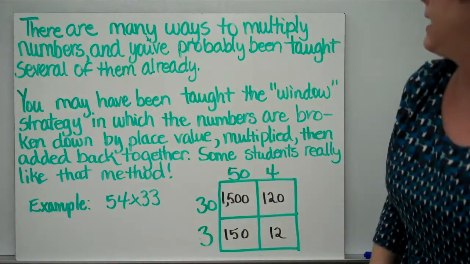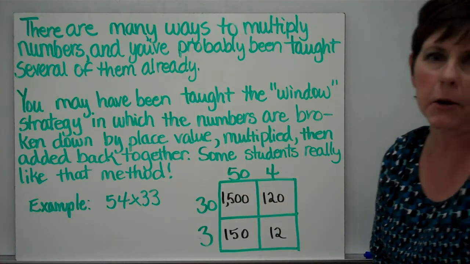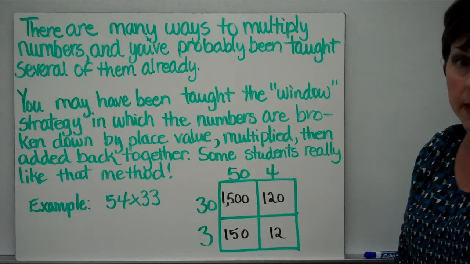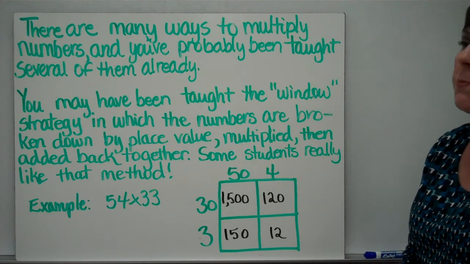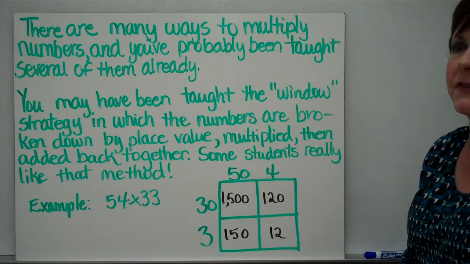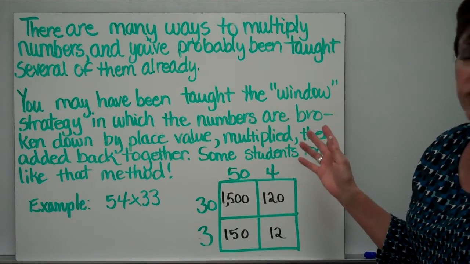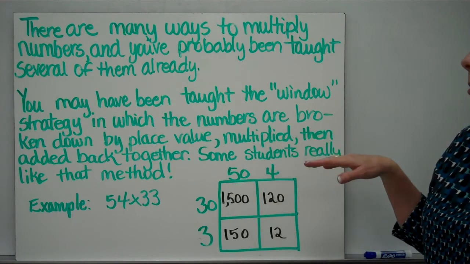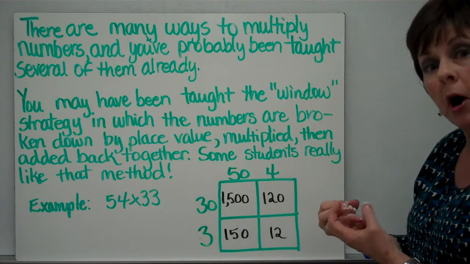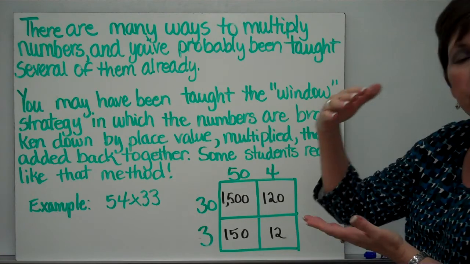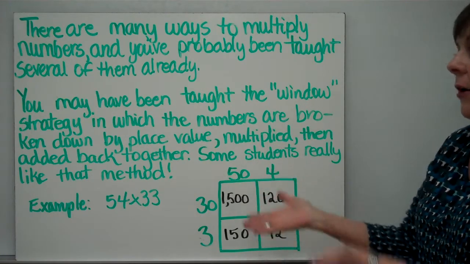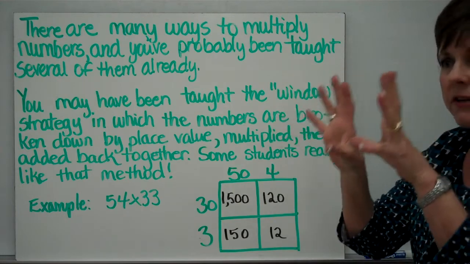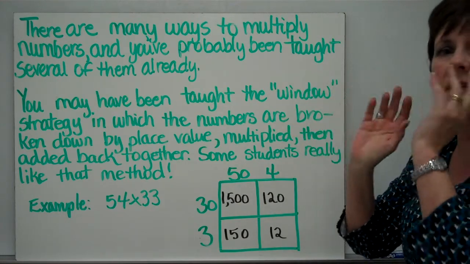Well, there are many ways to multiply numbers. In fact, you've probably been taught several of them already. One of the most popular ones that I've seen is the window strategy, for example. And this is where the numbers are broken down. They're broken apart by place value. They're then multiplied, and then they're added back together at the end. Some students catch on to that really fast. Makes perfect sense. They love it.